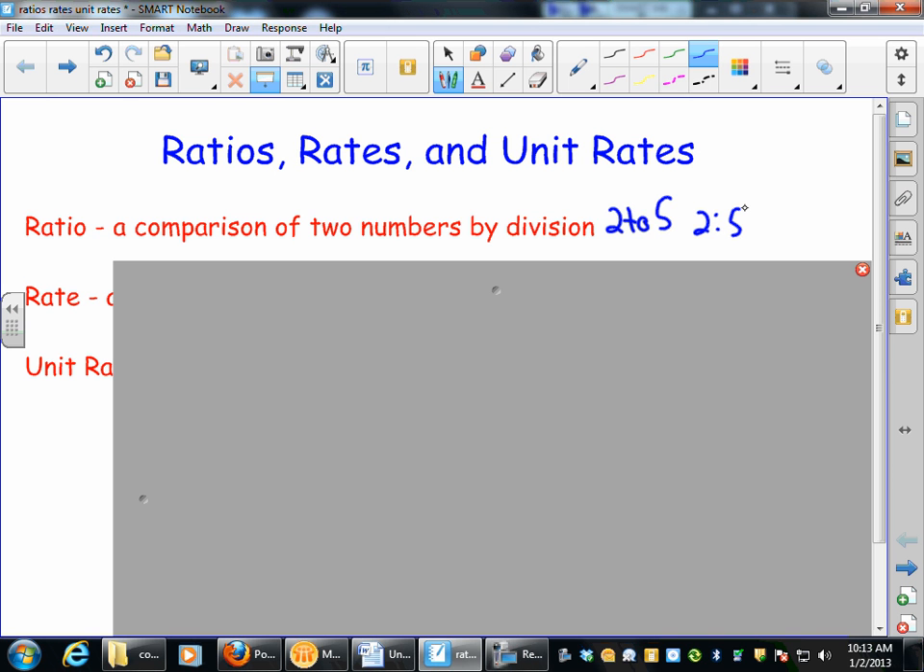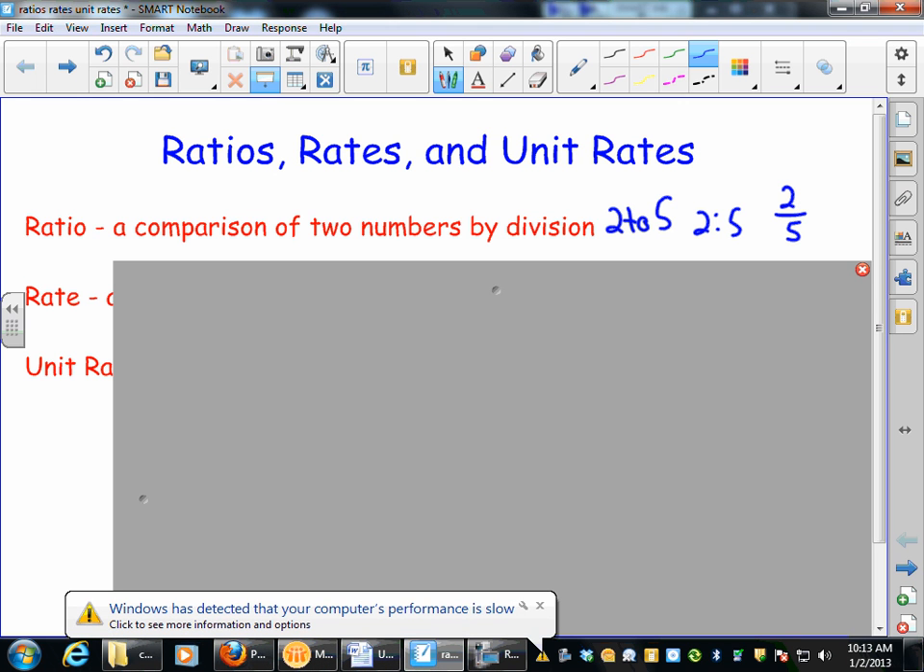But the most common way we're going to write it is as a fraction. And when you're doing it as a fraction, first number goes on top, second one on bottom. And the reason it's the most common is notice it says we're comparing by division. And the line in a fraction means to divide. And so 2 to 5 is how we would read it. Those are the three ways to write a ratio. We're going to mainly use the fraction.